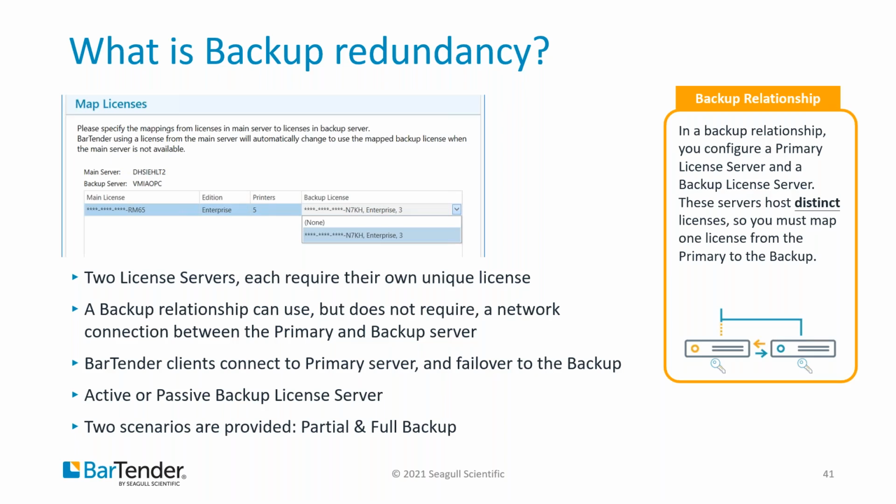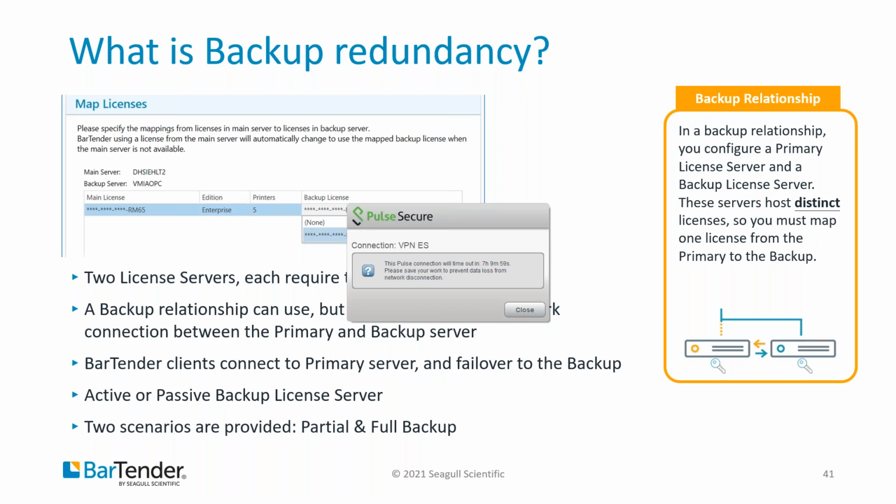Now you can run this in an active or passive role. And what we mean by this is that you could split your BarTender clients in half and point 50% of your BarTender clients to one of the license servers to use that as the primary, and the other 50% could point to the other license server and use that as the primary license server. It therefore kind of load balances the use of printer licensing between those two license servers.